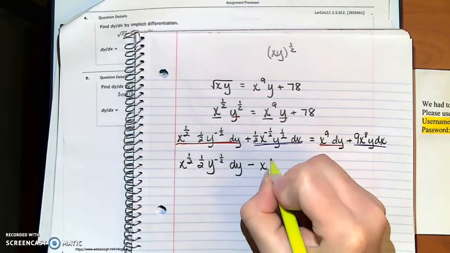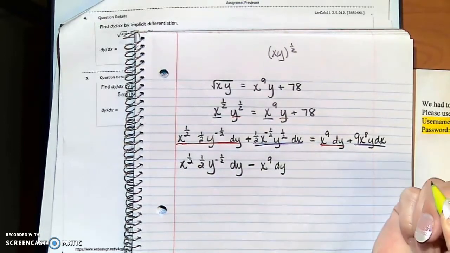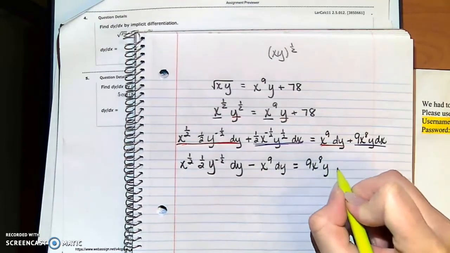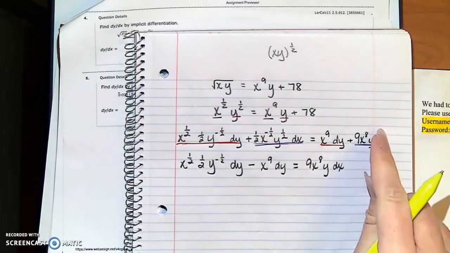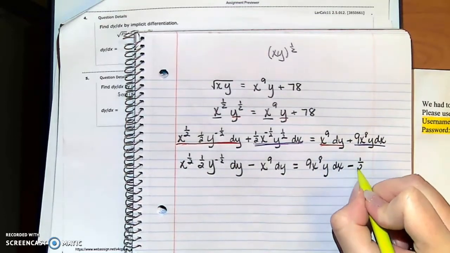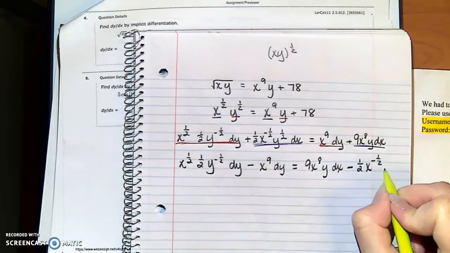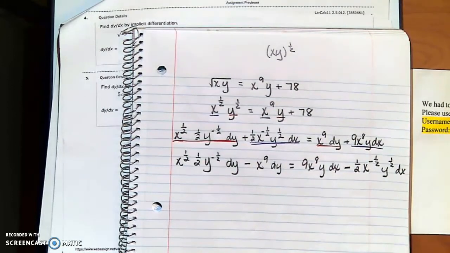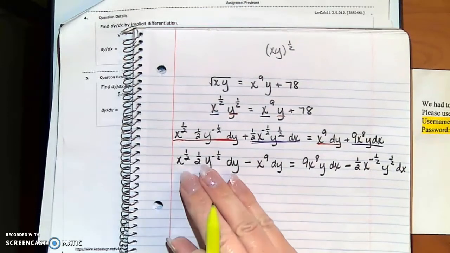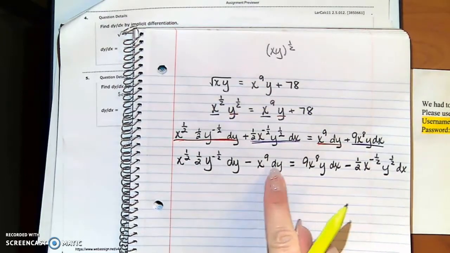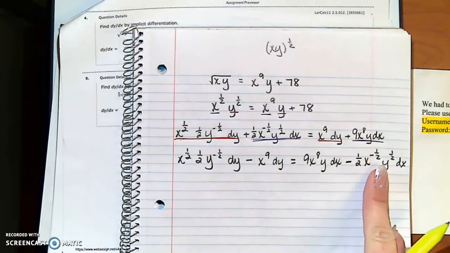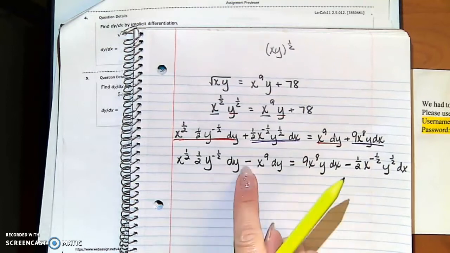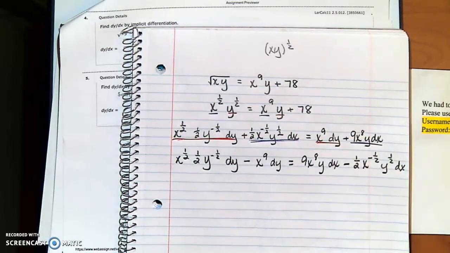So he's a minus x to the 9th dy equals 9x to the 8th y dx, and I'm going to subtract him over. So minus 1/2 x to the negative 1/2 y to the 1/2 dx. So bigger picture is I have this term minus this term equals this term minus this term. So there's only 4 terms up here. There's ugly. But these are not like terms, so I can factor out a dy. These are not like terms, so I can factor out a dx.